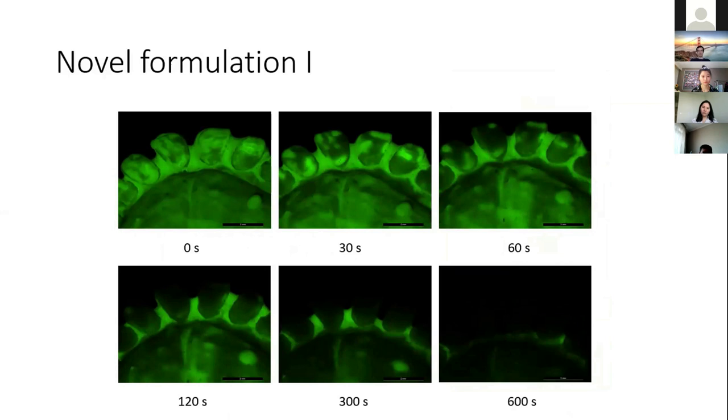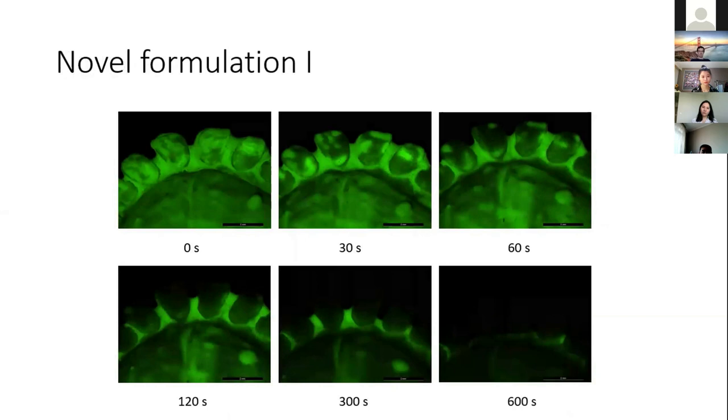So after 30 seconds and 60 seconds, you can still see some of the toothpaste is on the teeth still. There's quite a lot retained in between the teeth and on the tongue. And even up to 300 seconds, there's still quite a lot of toothpaste retained around the teeth, which is considerably better than the Colgate, which ran out after 120 seconds.